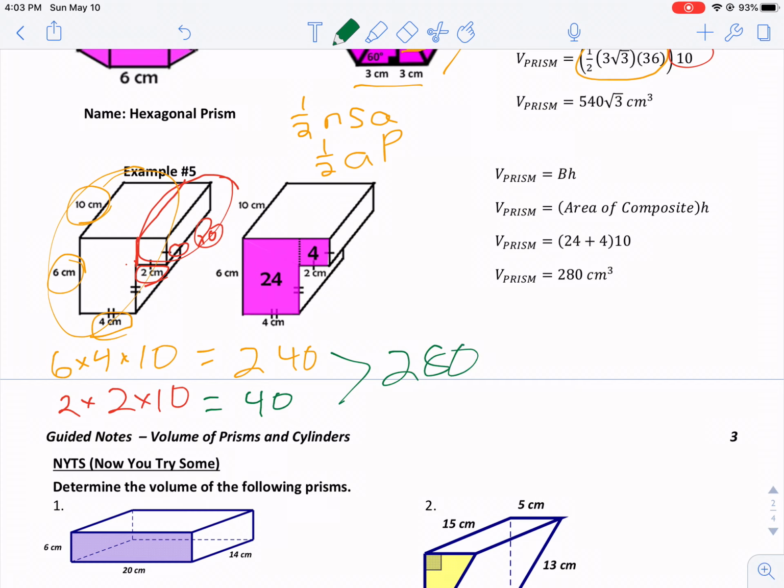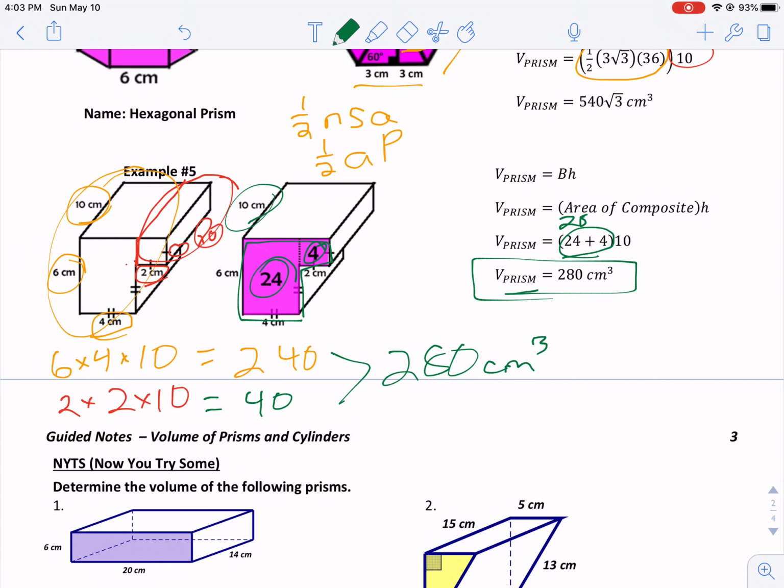What they did is they said, oh, hey, this whole thing is the base. And it has that height. So they put the base here as just, oh, hey, this rectangle is 24. That part's 4. So my whole base is 28, or 24 plus 4, times the height of the prism is 10. And they got 280 centimeters cubed there as well.